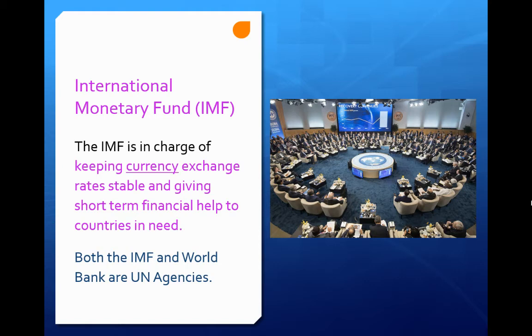So let's take a look at the word currency, right? Canada's currency is the Canadian dollar. The currency in the United States is the American dollar. The currency in Mexico is the peso, right? So different countries have different currencies. It's their type of money that they have, okay?